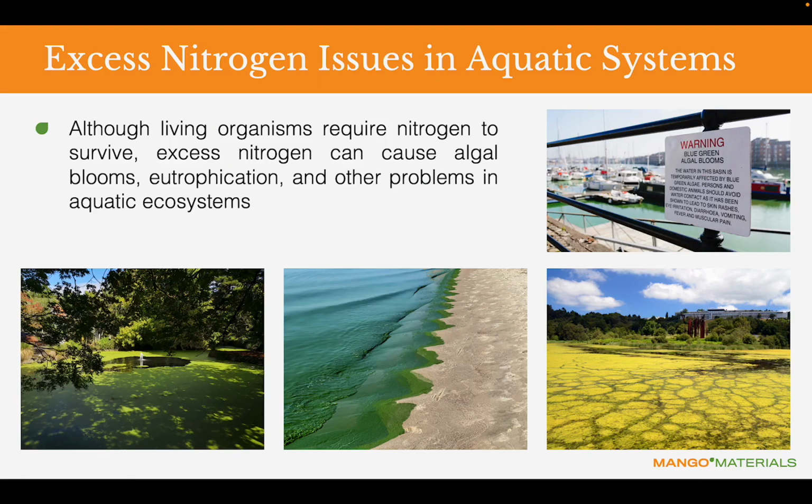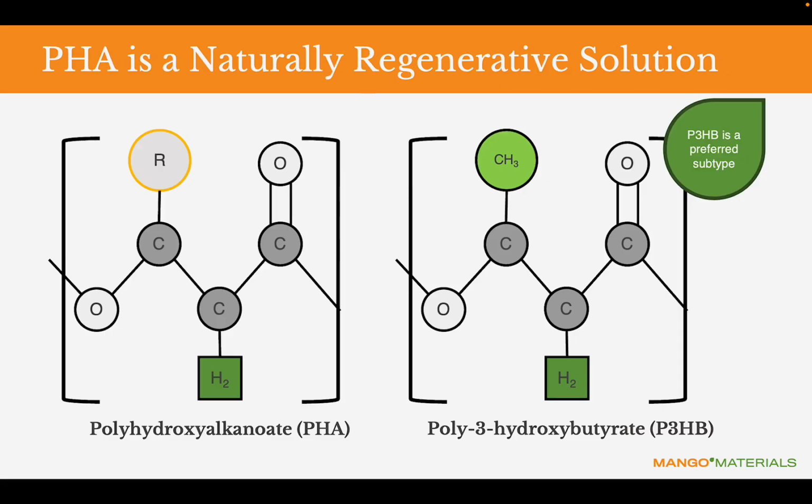With funding from Schmidt Marine Technology Partners, which is a program of the Schmidt Family Foundation, Mango Materials has developed an innovative biopolymer-based solution to reduce excess nitrogen in aquatic systems. Although living organisms require nitrogen to survive, excess nitrogen can cause algal blooms, eutrophication, and other problems in aquatic ecosystems.